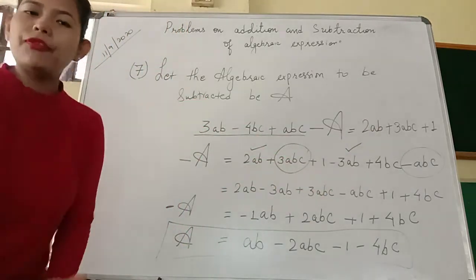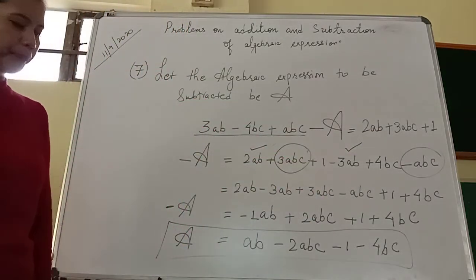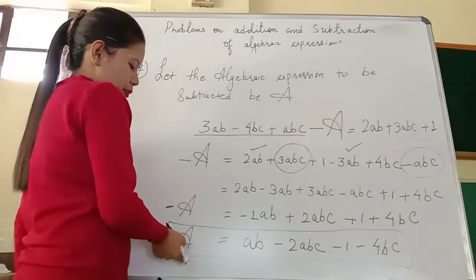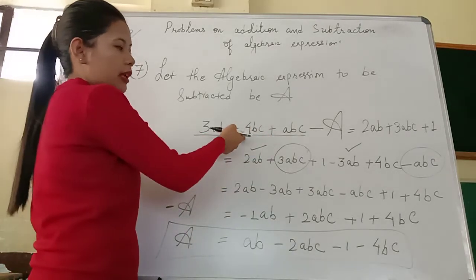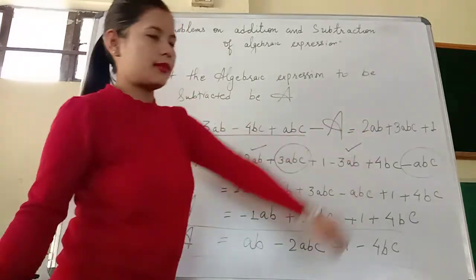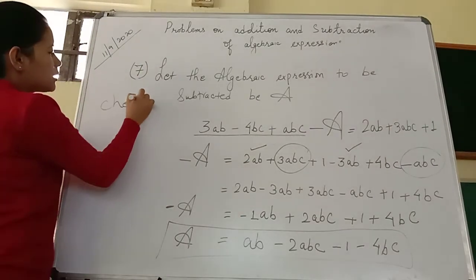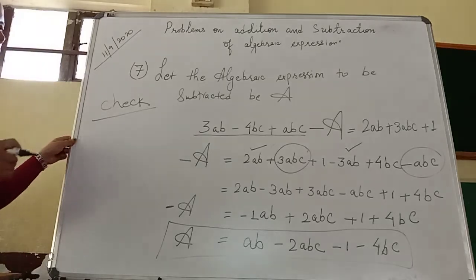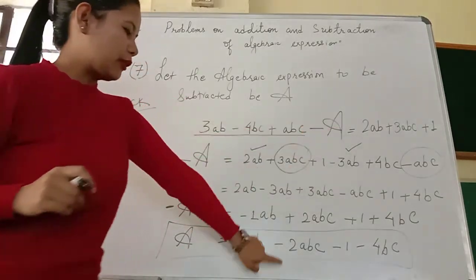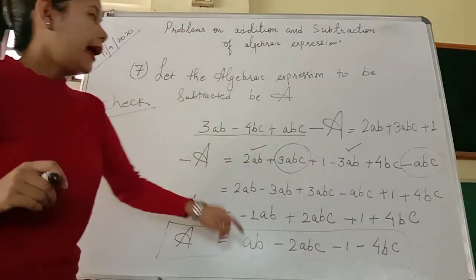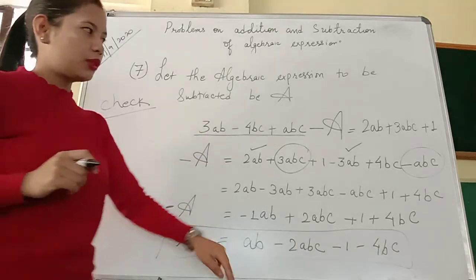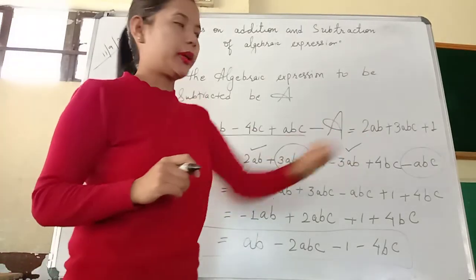You can even verify your answer. Okay, you can subtract this expression from this. You should get this. You can even check. If you want to learn more, you can always do the checking part. Okay, instead of A here, you can write all this expression and then do the subtraction. You should get this. Okay.